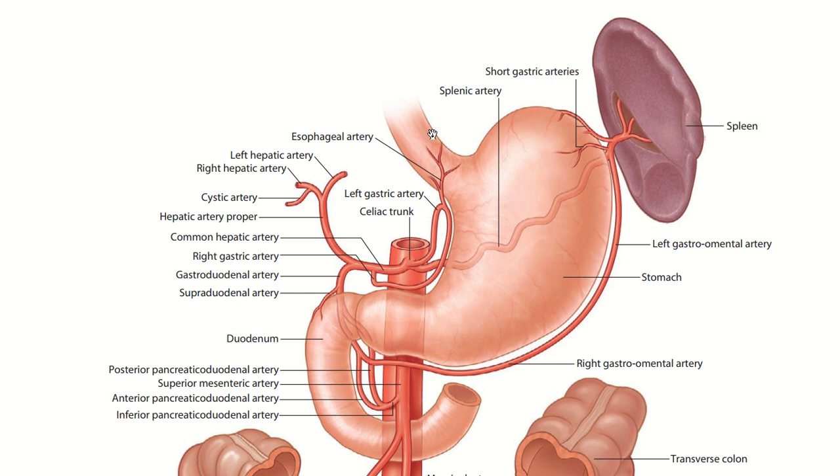Together, we also have another branch, which we'll talk about later, called the left inferior phrenic artery. So the left inferior phrenic artery plus the esophageal arteries coming from the left gastric artery supply blood to the abdominal esophagus. Right. So let's take a look at the venous drainage.